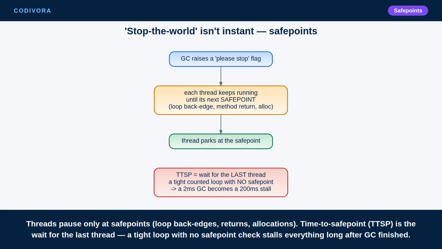Here's the trap. A tight counted loop over a huge primitive array with no method calls inside may have no safe point check, so one thread runs on while all the others are already parked. Your 2 millisecond GC pause becomes a 200 millisecond stall. So when a pause looks far longer than the GC log's own number, suspect time to safe point.